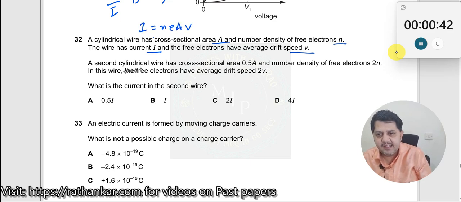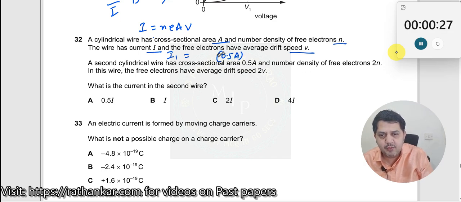A second cylindrical wire has a cross-sectional area 0.5A. Which means what? You will take I1, the new current, to be equal to cross-sectional area 0.5A. We will write down 0.5A instead of A. Number density to be 2n. Electronic charge cannot change, it should be e only. And then drift velocity to be 2V.